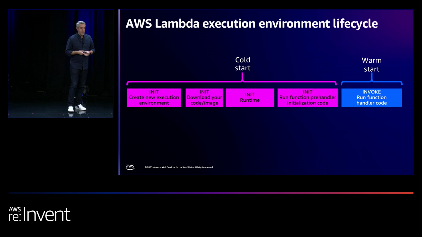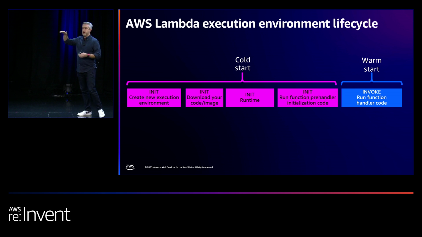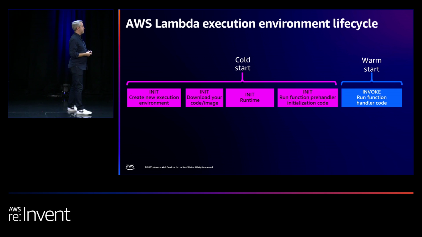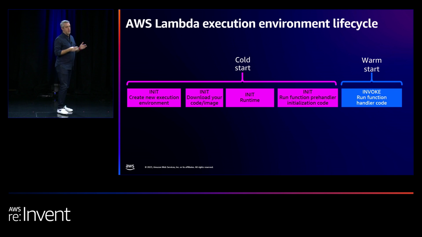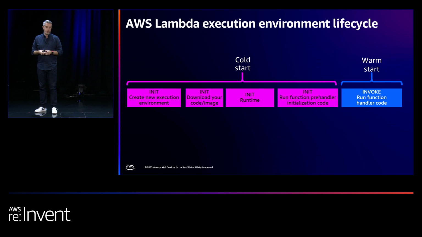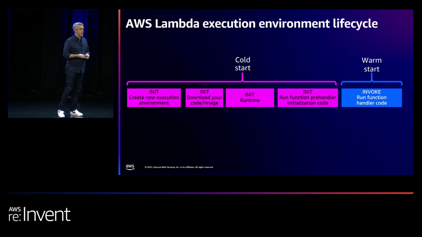Now, if we break down, again, here, this function lifecycle, and we look at where the cold start does happen, what happens inside of this is a number of things. One, we have to create that new execution environment. We basically have to find in our pool of resources a host that we want to run your code on. We then have to download your code or the OCI image if you're using container packaging. We have to then kick up your runtime, whether it's a managed runtime, a custom runtime, or the OCI image. And then we have to run what's called your function pre-handler code.